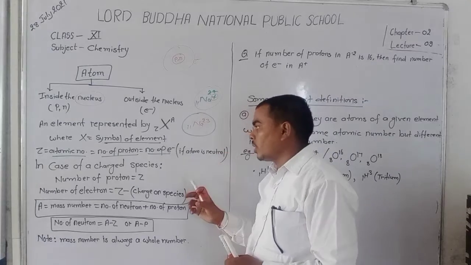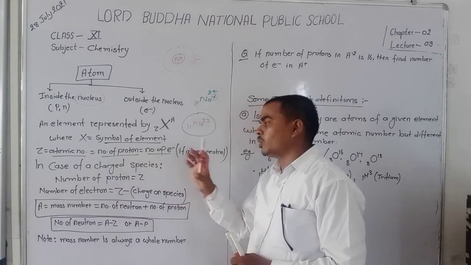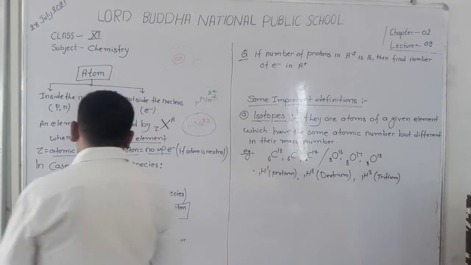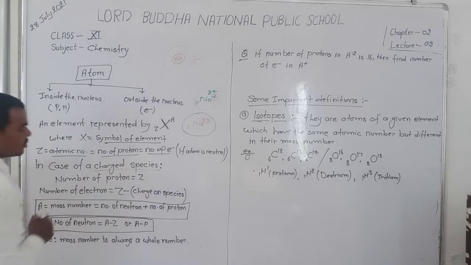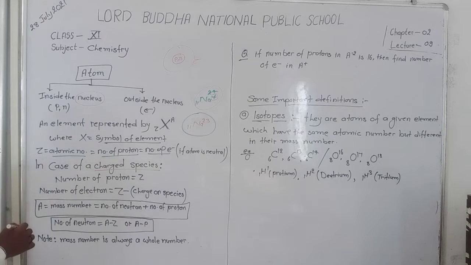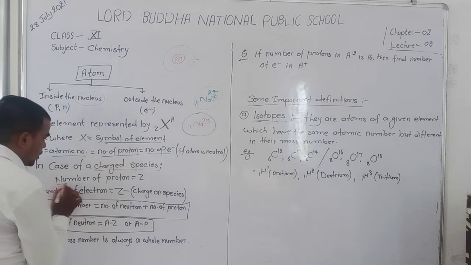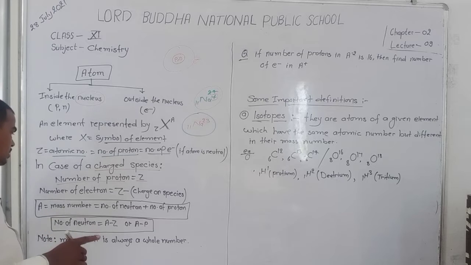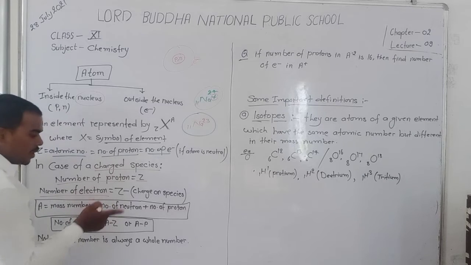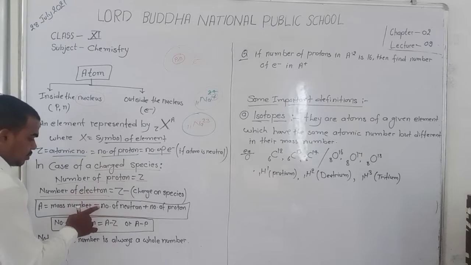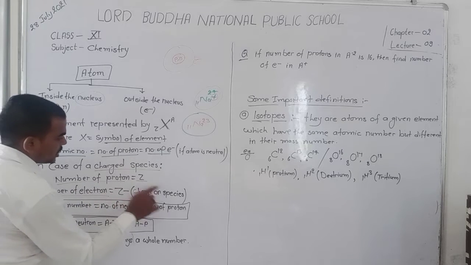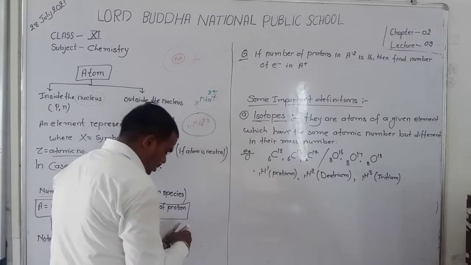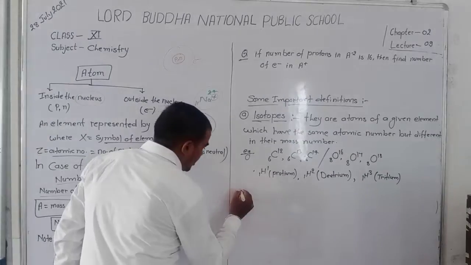When an atom is neutral, then the number of protons equals the number of electrons. But in case of charged species, the number of protons equals the atomic number, that is Z, but the number of electrons is not equal to Z. It is represented by Z minus the charge on the species. So for Na+, look here.